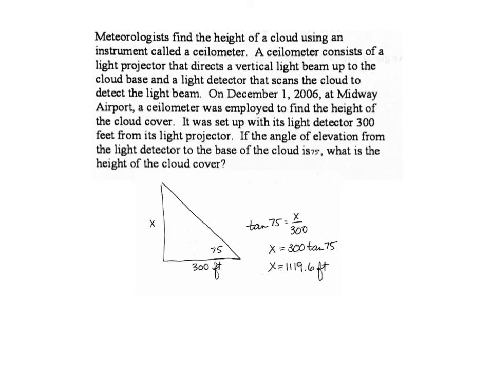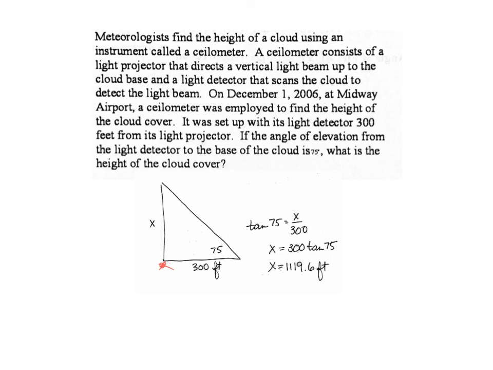Okay, we're back. So the ceilometer is right there, and the height of the cloud is what I want to know, x. Now, the detector is placed at a separate point 300 feet away from the ceilometer, and the angle of elevation, which remember is measured from the horizontal up, is 75 degrees. So tangent of 75 is equal to the opposite over the adjacent side, x over 300.